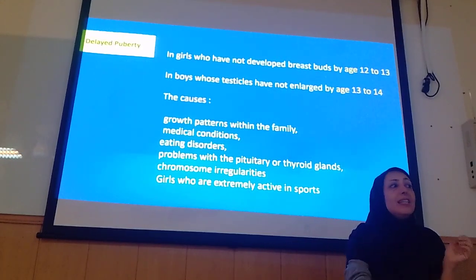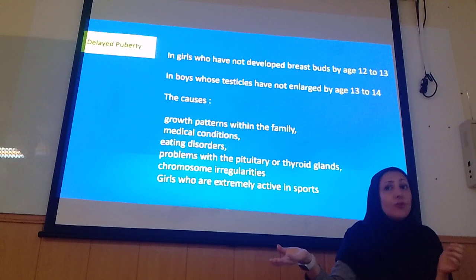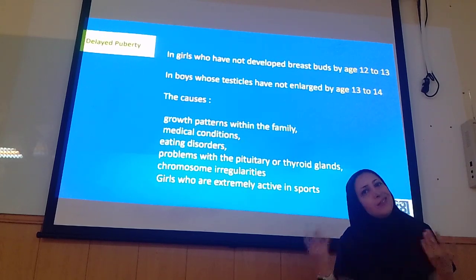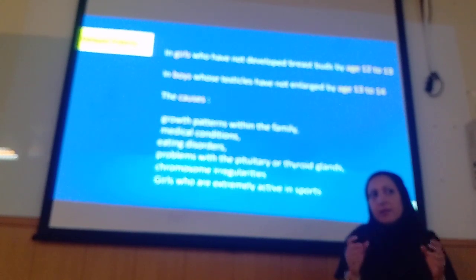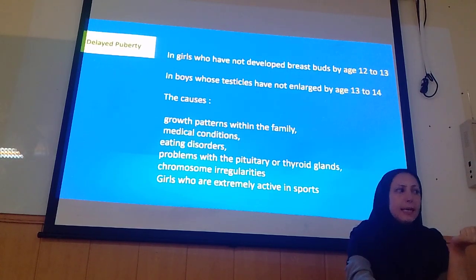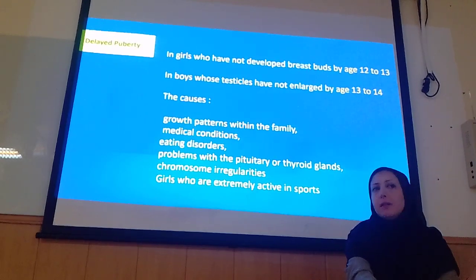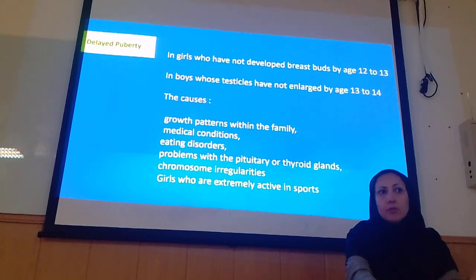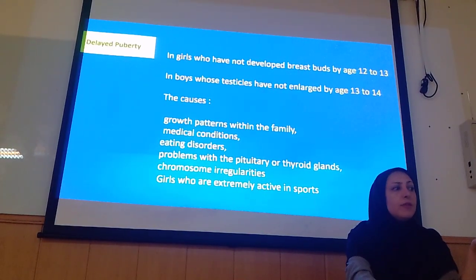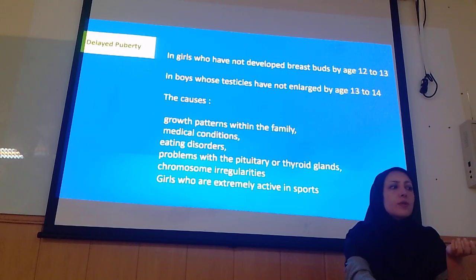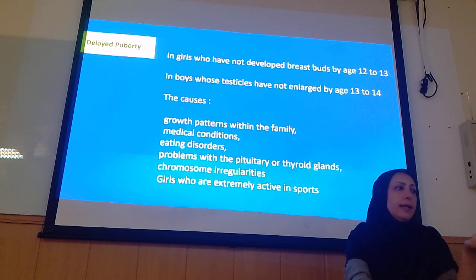And at the other end, if signs develop in girls after 12 to 16 years, and in boys after 13 to 14 years, it is delayed puberty. It is important and it is a problem again, and we want to evaluate it. The causes of delayed puberty are a family growth pattern, genetics, medical conditions such as hormone problems, for example GnRH hormone, eating disorders, hypothalamus defects, problems with the pituitary or thyroid gland, chromosome abnormalities, or girls who are extremely active in sports. These are the causes of delayed puberty.